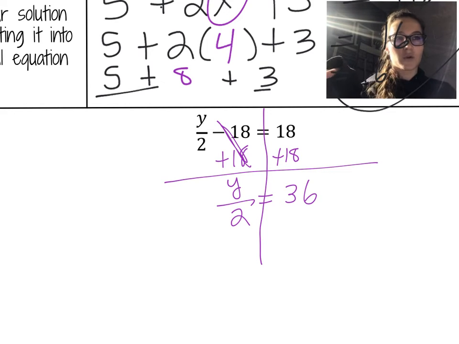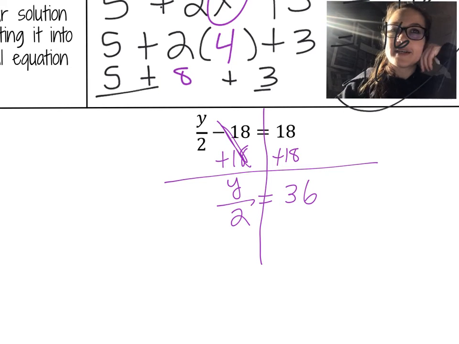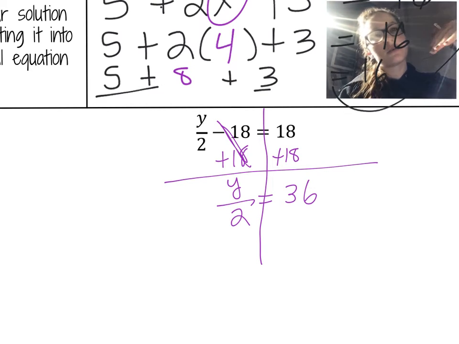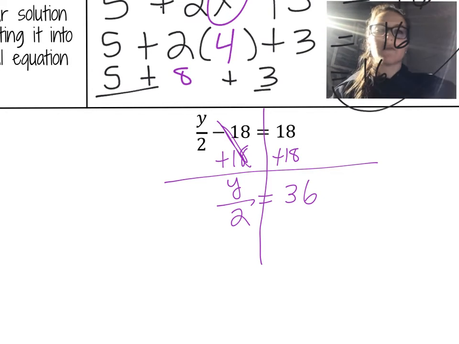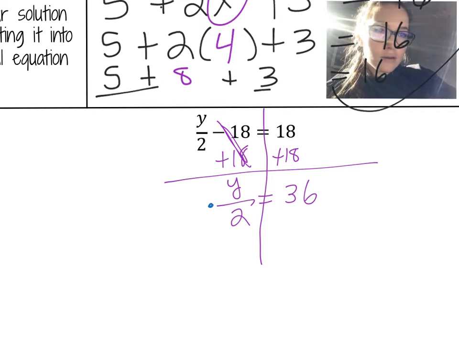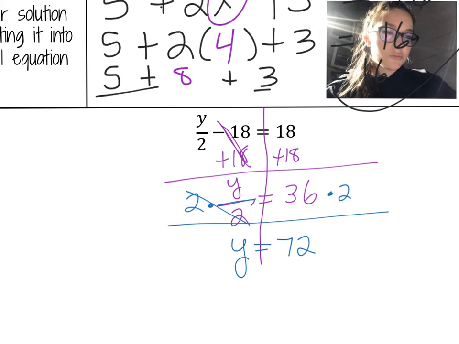Okay, what I do on one side, I have to do on the other. Okay, so now I have y divided by 2. That is directly attached to my variable. I need to get rid of it by doing the opposite. So instead of dividing by 2, I'm going to multiply by 2. Right, because 2 divided by 2 is 1. So that gives me 1y equals 36 times 2 is 72.